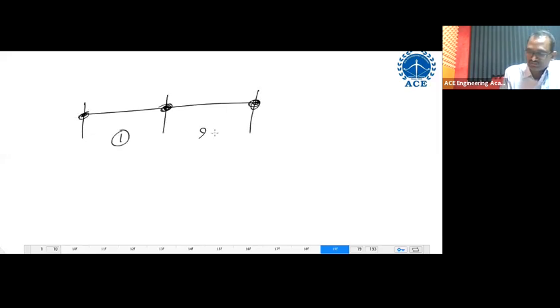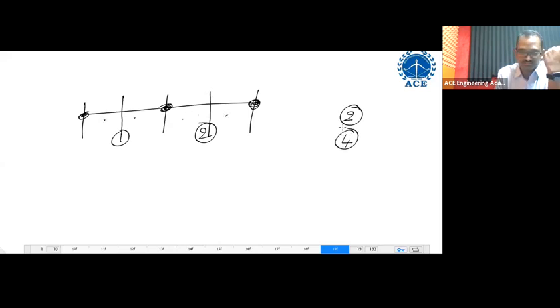So 3 points, 1, 2, 3. With 3 points, how many subintervals? With 3 points, we can write 2 subintervals. Suppose you want more subintervals, you can go, but an equal number of subintervals. That's why we split exactly at the middle. Here also we split exactly at the middle. How many subintervals? 1, 2, 3, 4. 4 subintervals. If you want, you can go for more subintervals also.